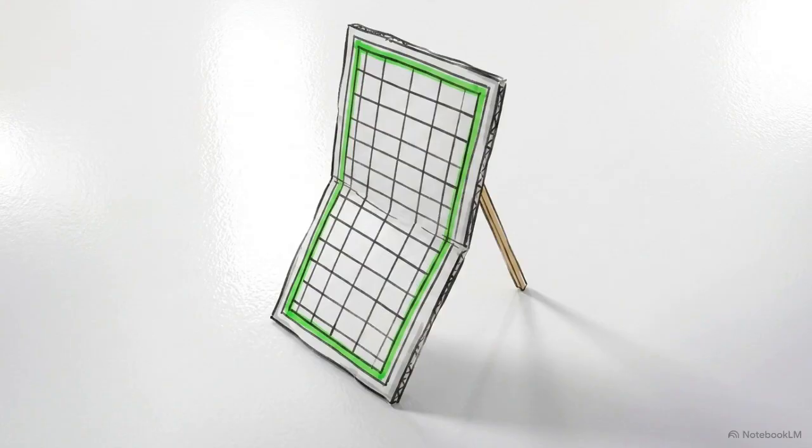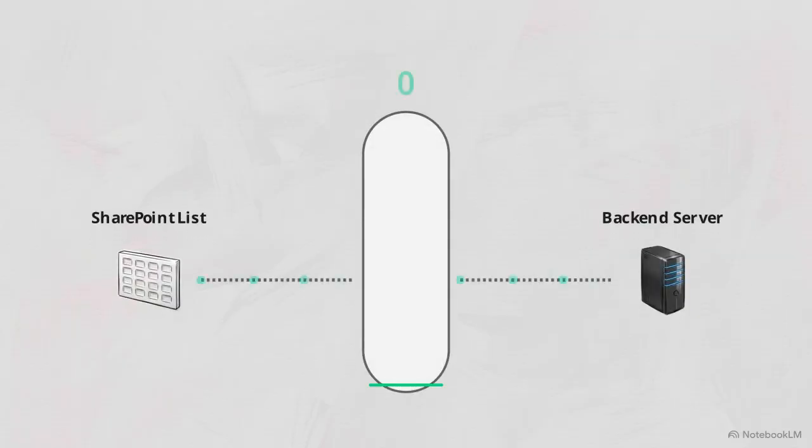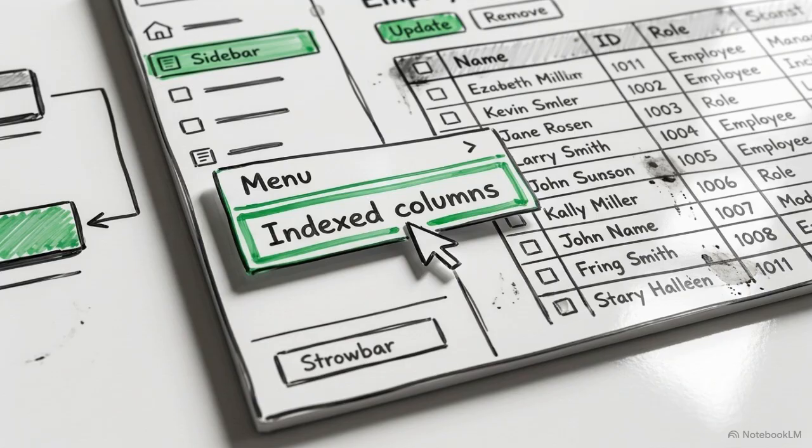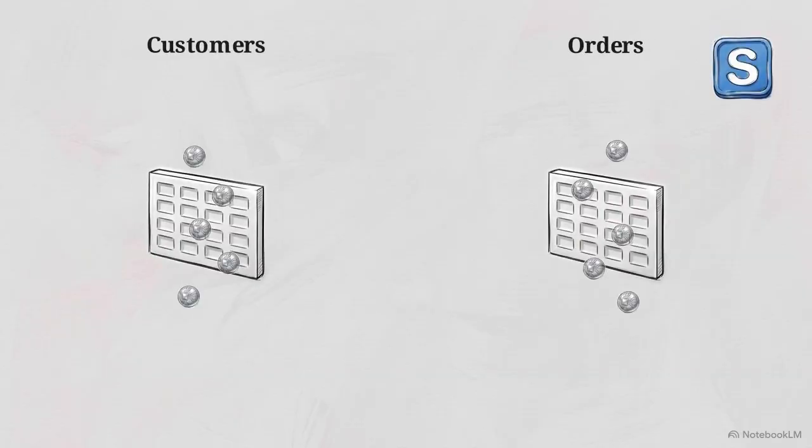SharePoint struggles with delegation because at its core, it is a flat list posing as a database. It enforces a hard view threshold of 5,000 items. Any query asking the server to look through more than 5,000 rows is aggressively blocked to protect server resources. Getting past this threshold requires a strict strategy of indexed columns and heavily filtered views, narrowing down data before the app even requests it.